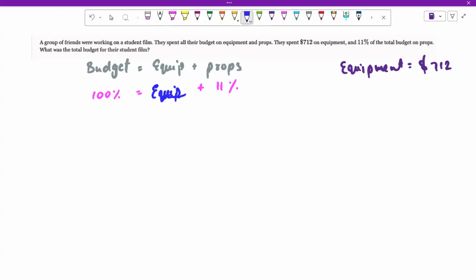89% is the equipment. Correct. So the equipment is 89%.